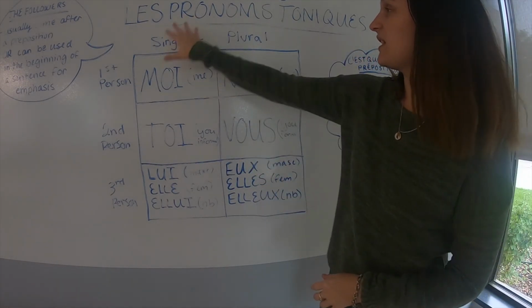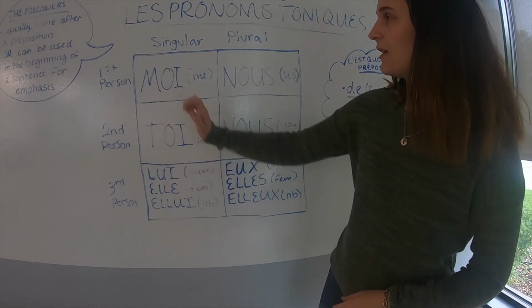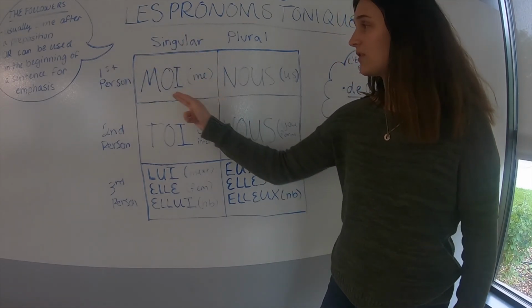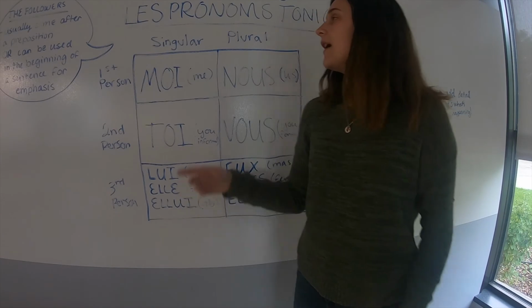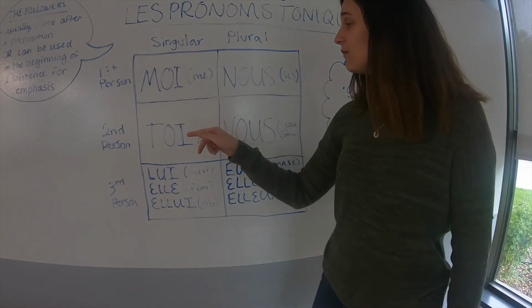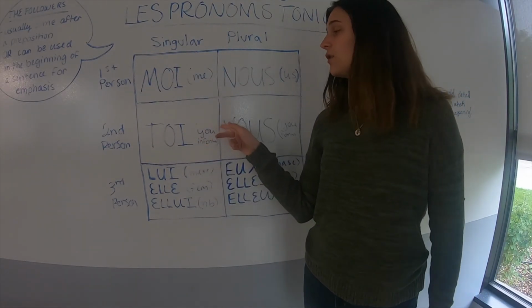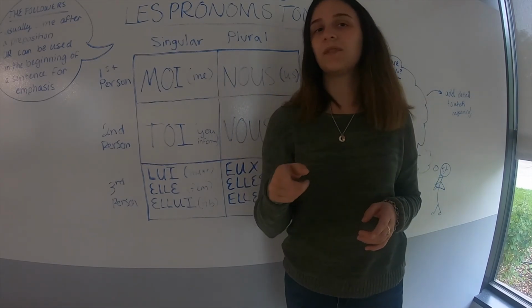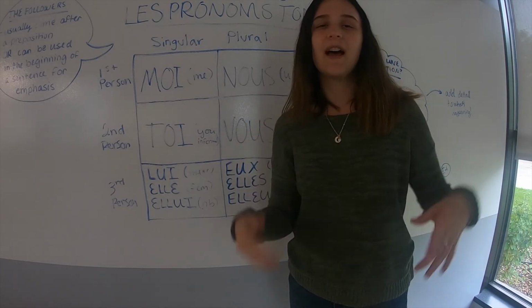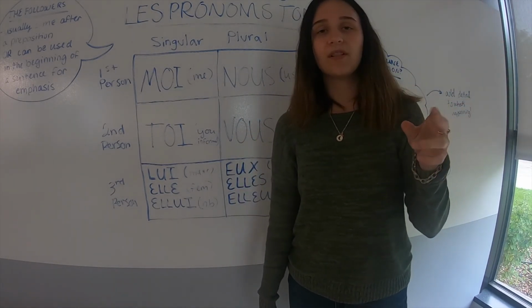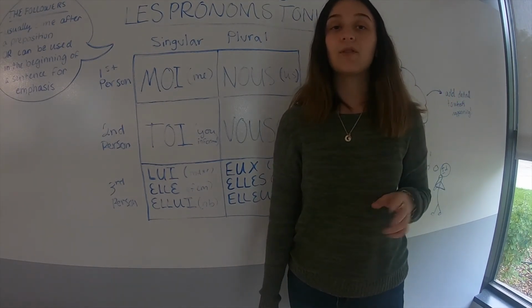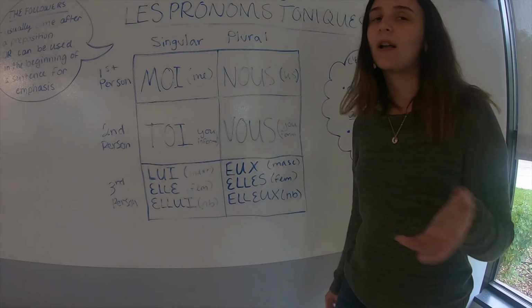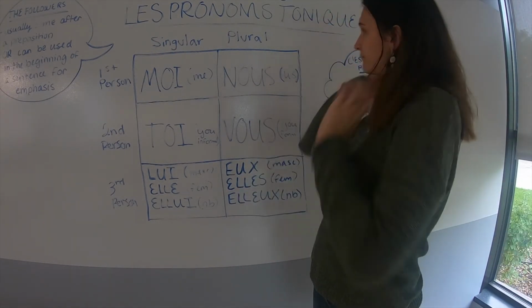So we have our singular, which is just like one person. So we have our first person singular, which is moi. If I'm talking about myself, I'm gonna use moi. Second person singular, which is toi. So if I'm talking to you specifically and you're like my friend, not a boss, not anything, just one person, and you're like someone I know, I'm gonna use toi. I'm addressing you, or I'm talking about you basically.